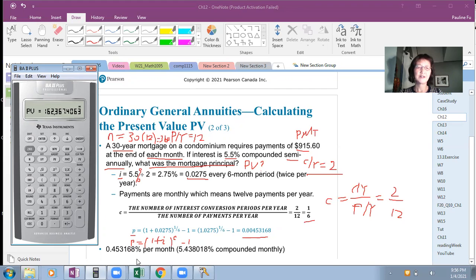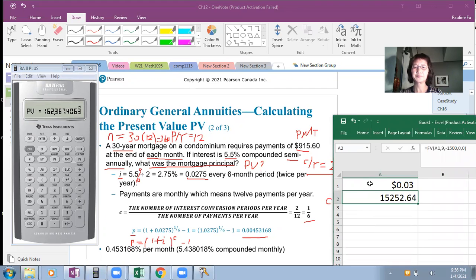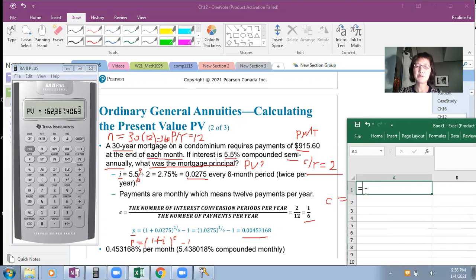So next, let's do the Excel method. To do the Excel, we need to calculate P first, and then use the PV function in Excel. Remember what is P? P equal to 1 plus I. I is 5.5% divided by 2, that is the periodic rate of interest. And then raised to power C, C equal to 1 over 6, and then minus 1. This is the P.